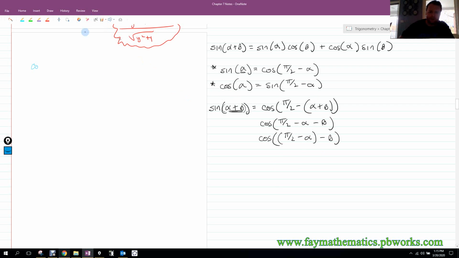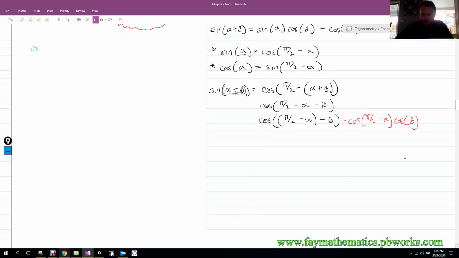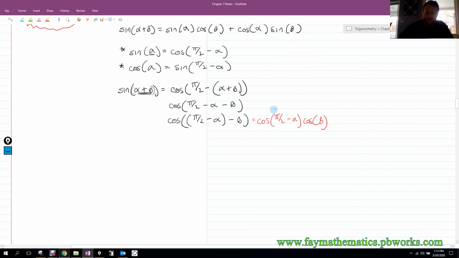Now what I'm going to do is actually apply the cosine difference rule, which says if you have a cosine of two angles being subtracted, it goes cosine of the first angle, cosine of the second angle, then plus now, and now the sine of the first angle times the sine of the second angle.